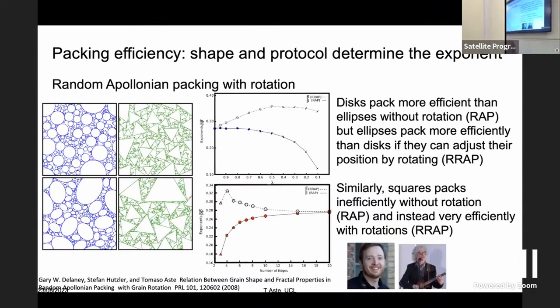It's kind of obvious that this beta represents something related to the efficiency, which is shape. These shapes are packing together. And also it's kind of obvious that when you allow rotation, shapes pack together better. And when you don't allow rotation, then you have that, for instance, squares pack very inefficiently without rotation and very efficiently with rotation, et cetera. So there is a relation between the packing exponent beta and packing efficiency.